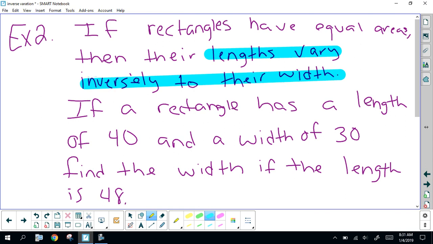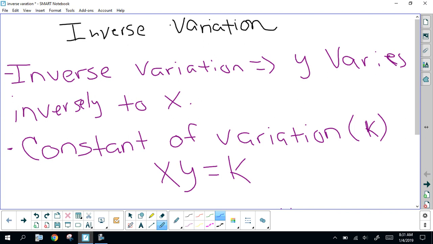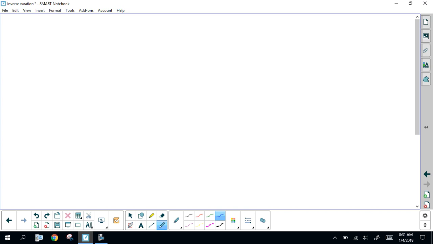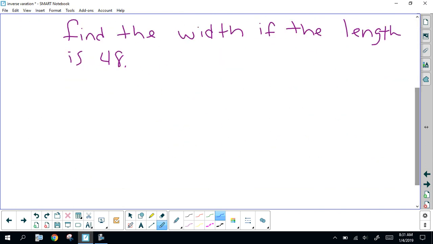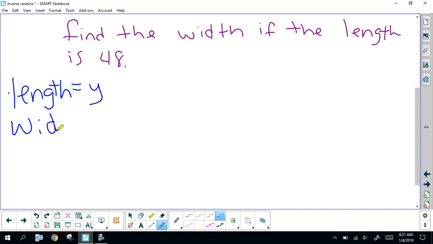If you think back to our rule at the beginning of the video, it says y varies inversely to x. So if y varies inversely to x, that would mean our length would be y. Our length is going to equal y, and our width is going to be our x. That's because it said length varied inversely to width, since y varies inversely to x.